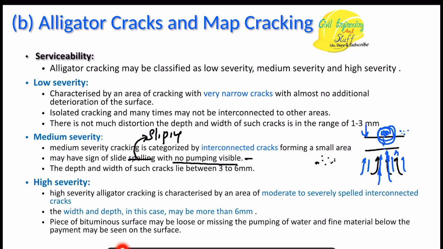Then comes the high severity level, and basically we can very well visualize what high severity level will be. So the width of the crack will increase to 6 mm or more. More loose particles we will see, pumping of water and fine materials, that phenomenon we will see, concentration of fines right at the surface, and the interconnection of the cracks will be much larger. So this means more wide cracking, and the width of interconnected cracks will be much larger.